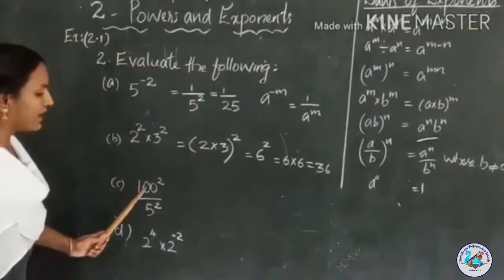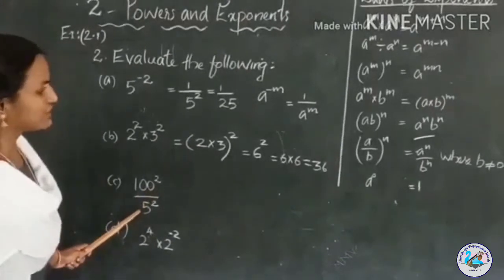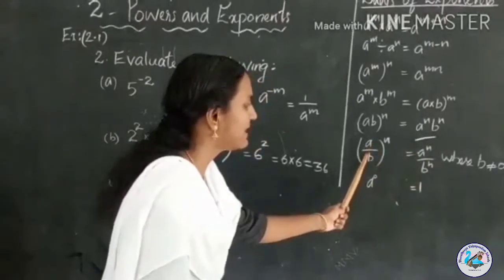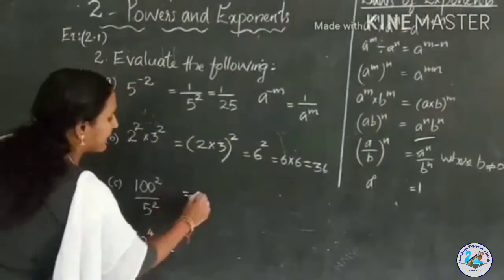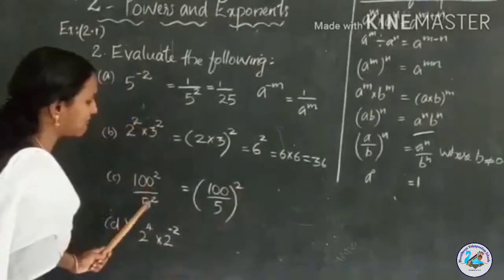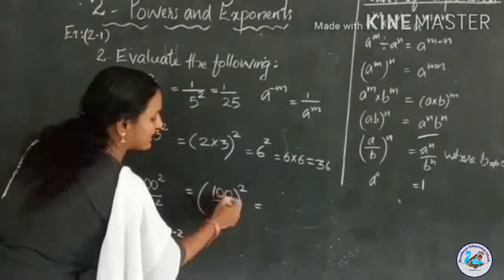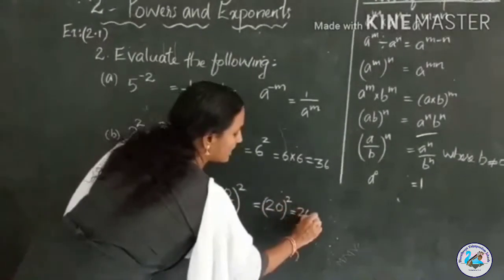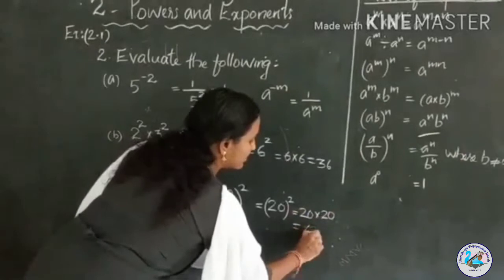The third problem, 100 square by 5 square. Which property can we use? a power n divided by b power n is equal to (a by b) the whole power n. So it can be written as (100 by 5) the whole square. How many 5s are in 100? 20 5s are 100. So 20 the whole square means 20 into 20, which is 400.